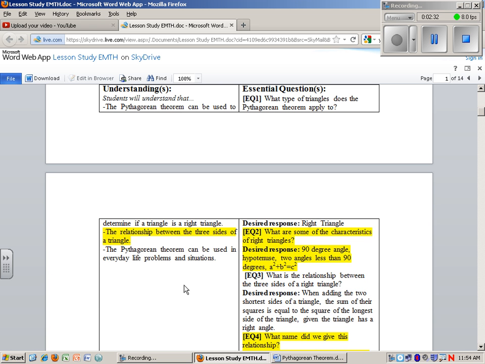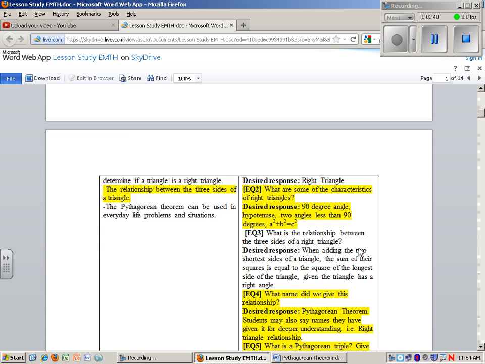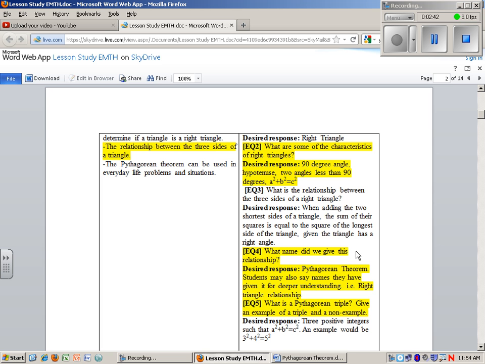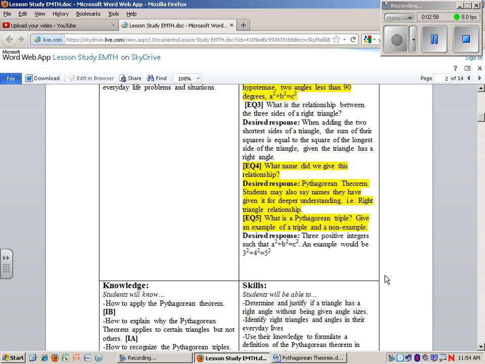We just decided that we might swap the order a little bit of some of them, but that students would definitely, one would be to identify the characteristics of a right triangle. And one of the other ones that we added in was asking students what name they would give to the relationship of right triangles. So the formal name is the Pythagorean theorem, but if students had developed their own name for it, such as a right triangle relationship, that would also work for that question and that aspect of it.